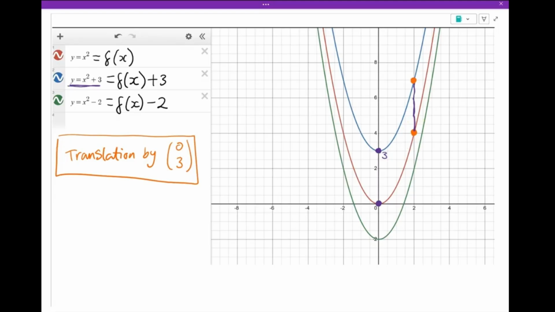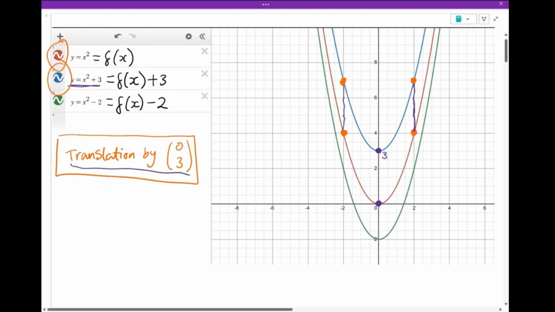Let's pick another point on my red curve. So let's go for this point over here, and let's do the same. We're going to go 1 upwards, 2 upwards, and then 3 upwards, and once again, we get to my curve. So it does seem that every point on my red curve has been translated by 0, 3. Therefore, we would say that the transformation from the red curve to the blue curve is a translation by 0, 3.